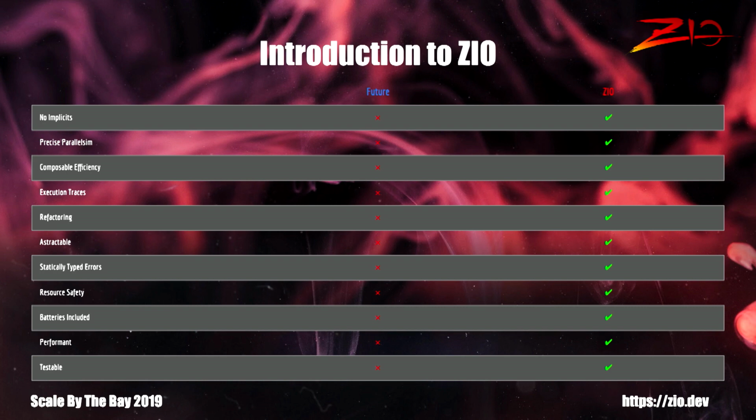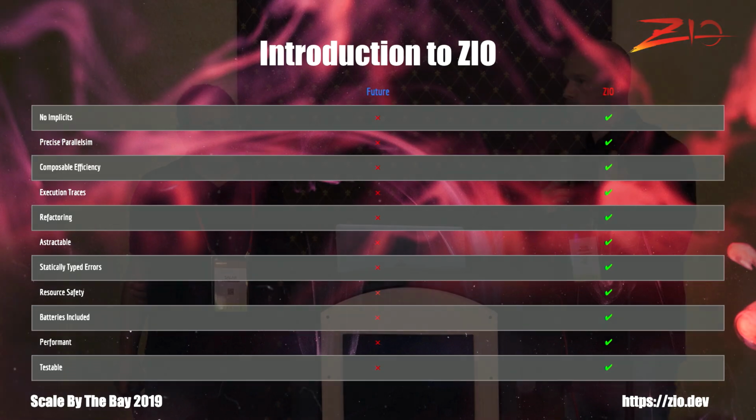Also, ZIO gives you an ability to do precise parallelism. Future doesn't have that ability. Every time you call future.apply, that results in a submission to the thread pool. So it's very easy to get into a situation where you have 10,000 threads spawned by mapping over a list and stuffing everything in a future, doing something asynchronously. ZIO always gives you precise control of the amount of parallelism with every single operation.